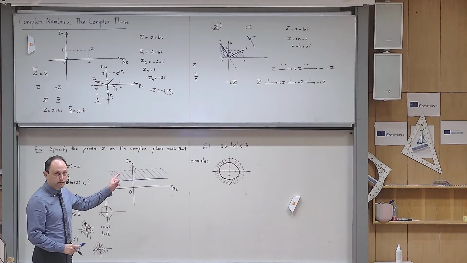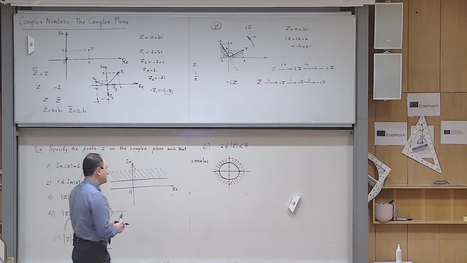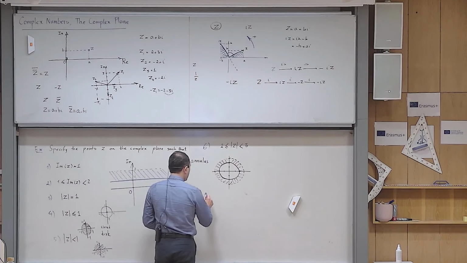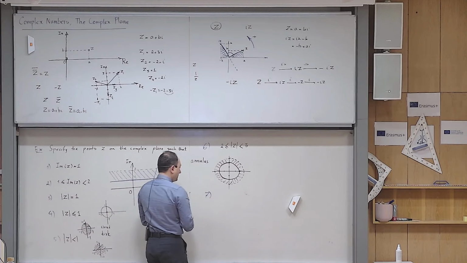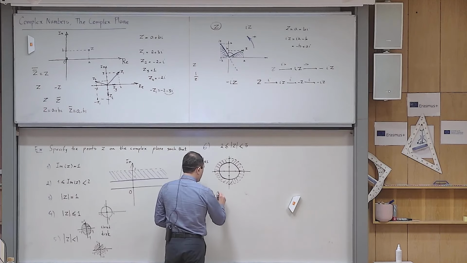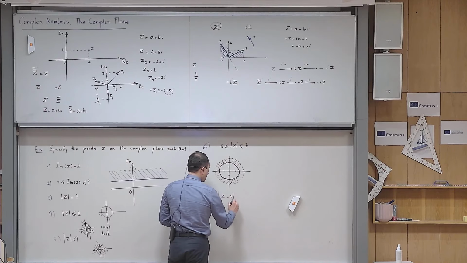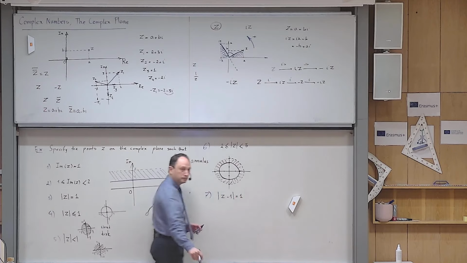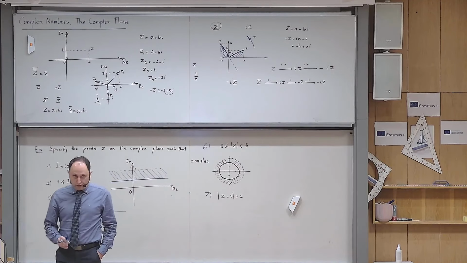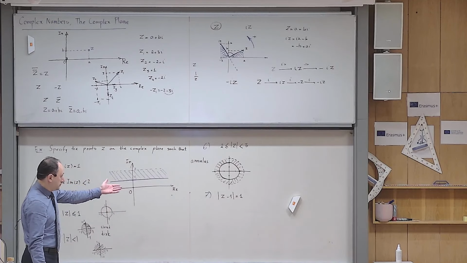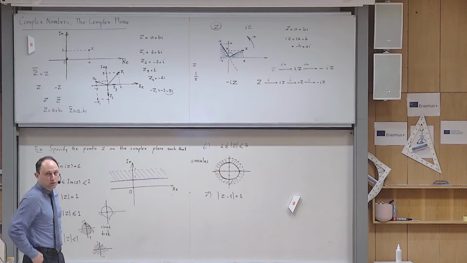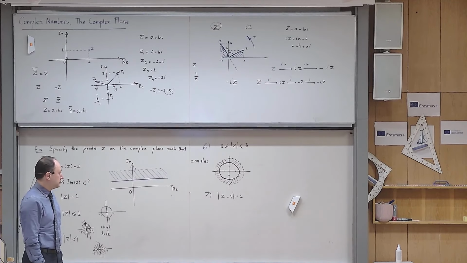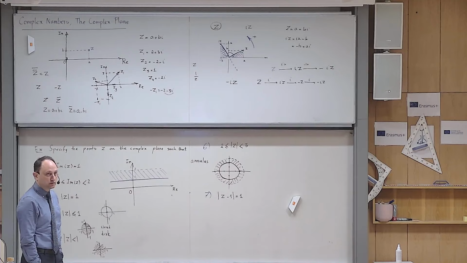Is that clear? Let me ask you a slightly different question. Number 7: absolute value of z minus 1 is equal to 1. If I want to find the shape representing this equation, what do you think it will represent?